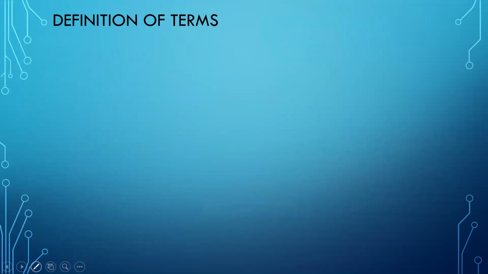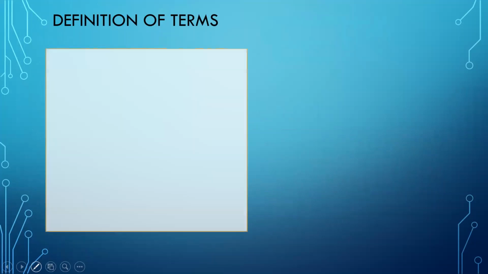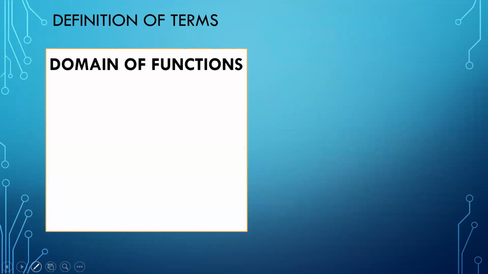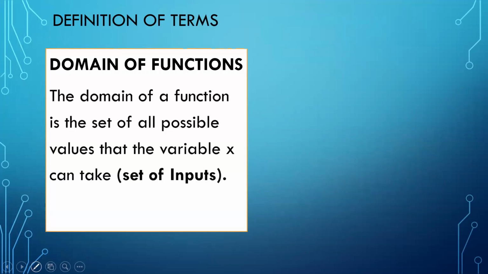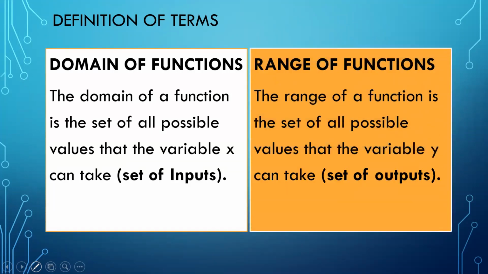First, we will define the following. What is domain? Domain of a function is a set of all possible values that the variable x can take, or the set of inputs. And range of a function is the set of all possible values that the variable y can take, or the set of outputs.